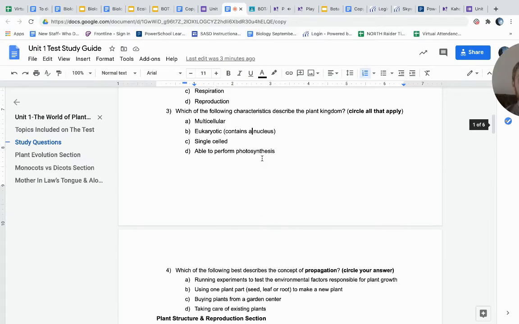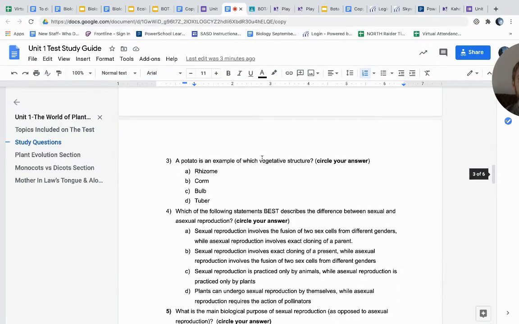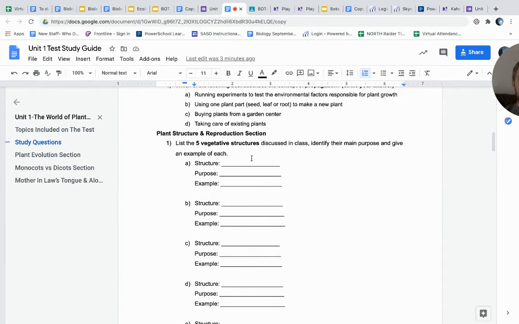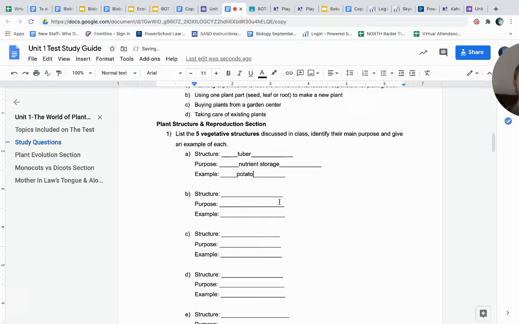However, if you fill out this section, let me go back, based on your notes, you would perhaps have tuber, nutrient storage, and potato. Potato would be a great thing to put there.